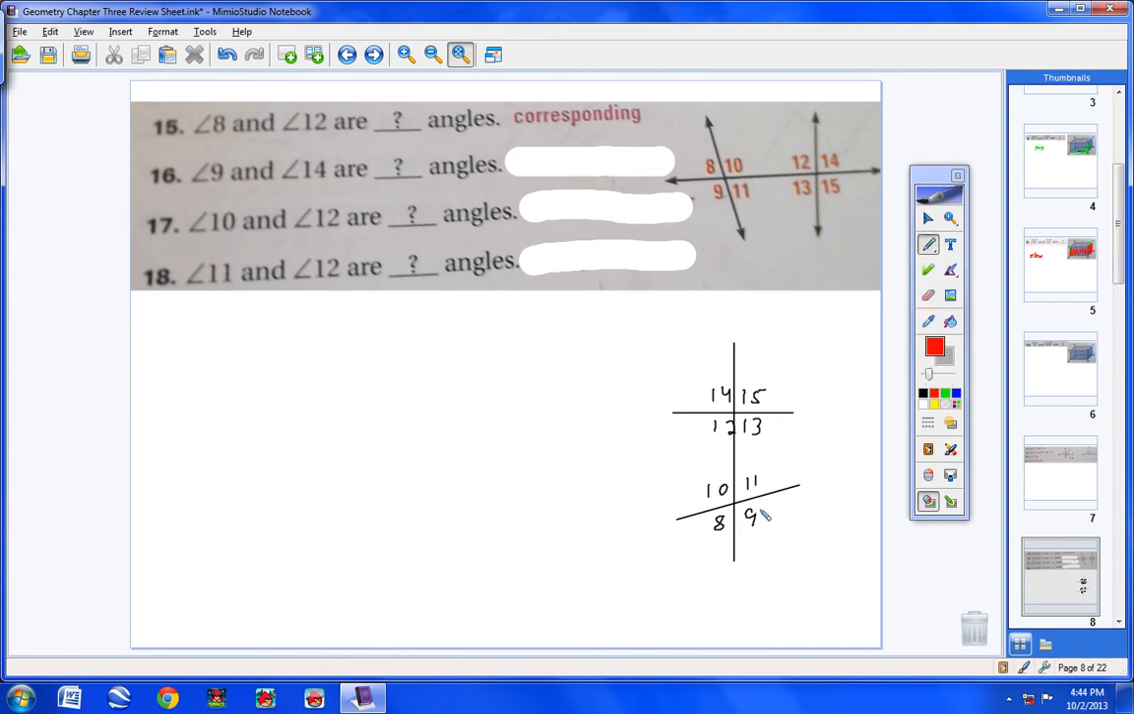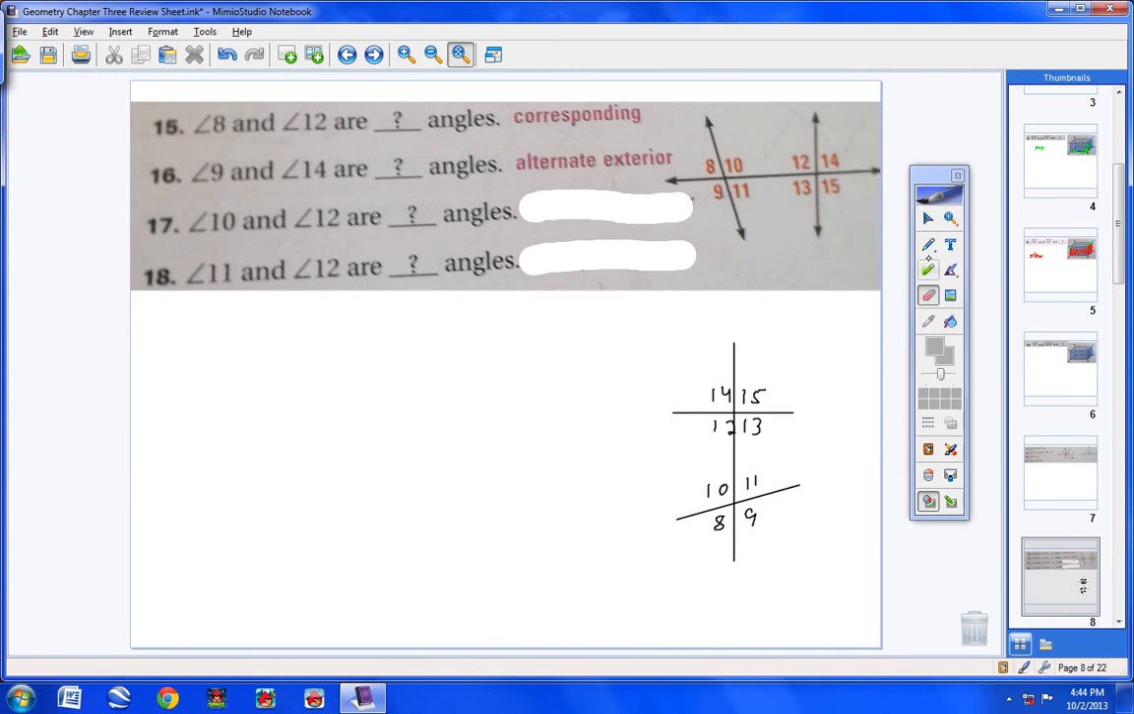Well, let's take a look here. Here's 9. Here's 14. Notice they're both on the exterior, so we know they're exterior angles. They're on opposite sides of the transversal, so we call those two angles alternate exterior angles. Alternate exterior angles. All right.